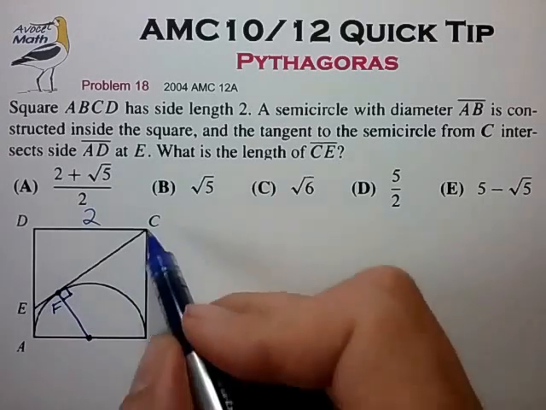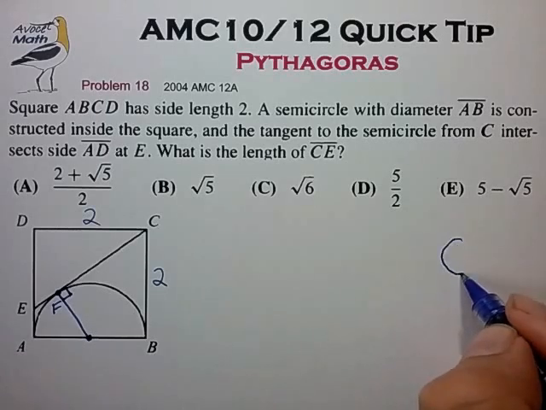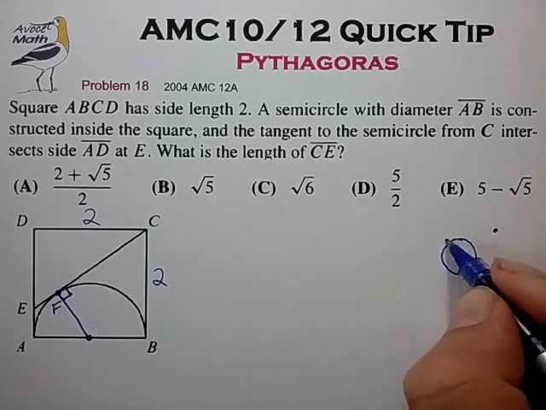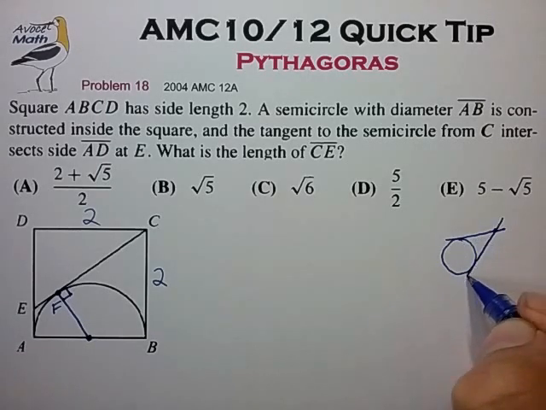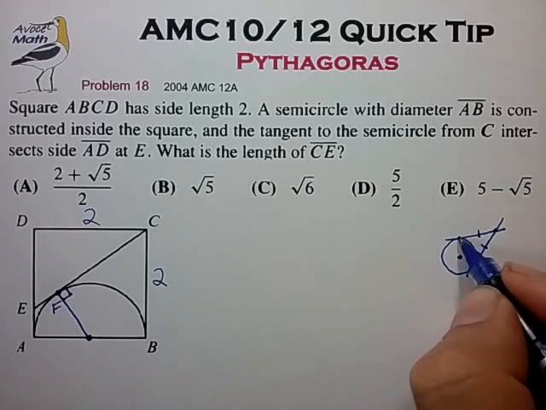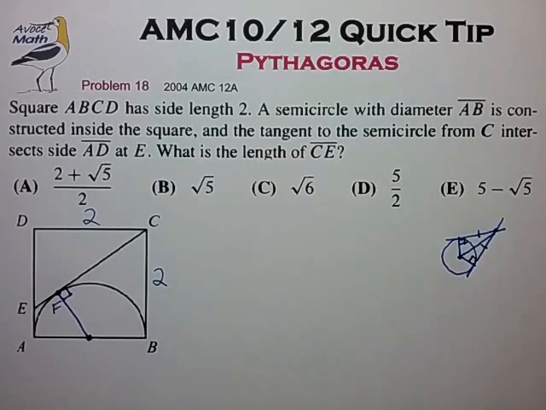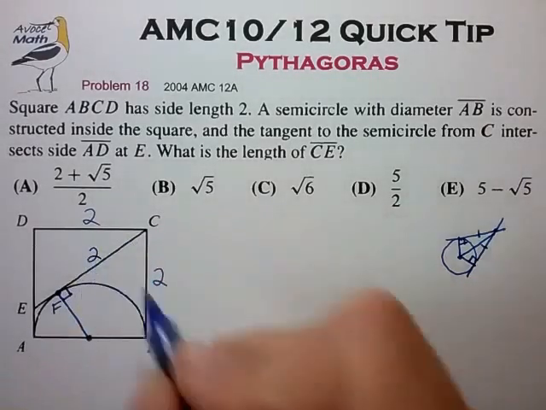Now at this point we know that CB is equal to CF because we know from geometry that anytime you have two tangent lines to the same circle, those two tangent lines have to be of equal length. And you can see that pretty easily because you can construct two congruent right triangles to show that. So we know that CF is also equal to length 2.